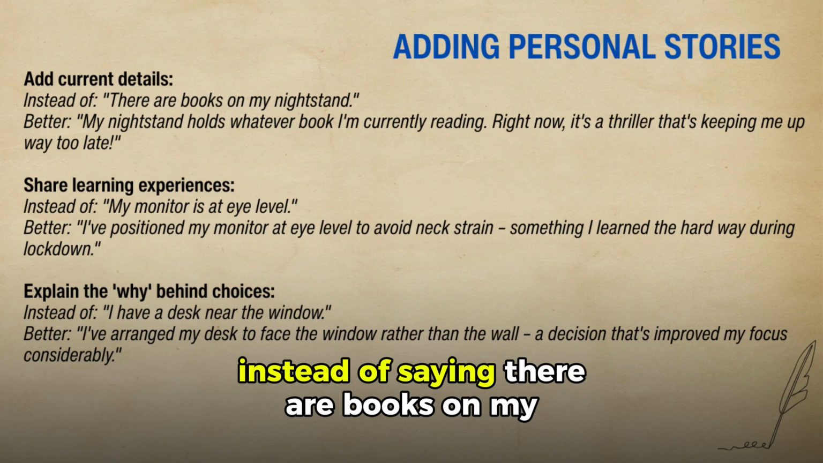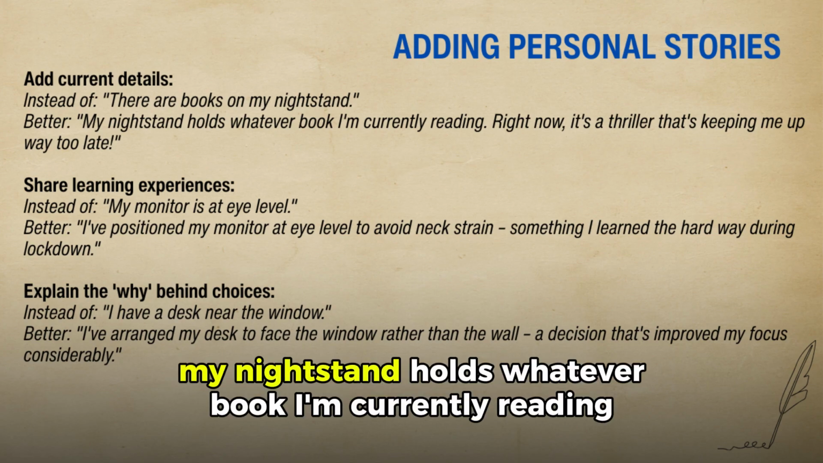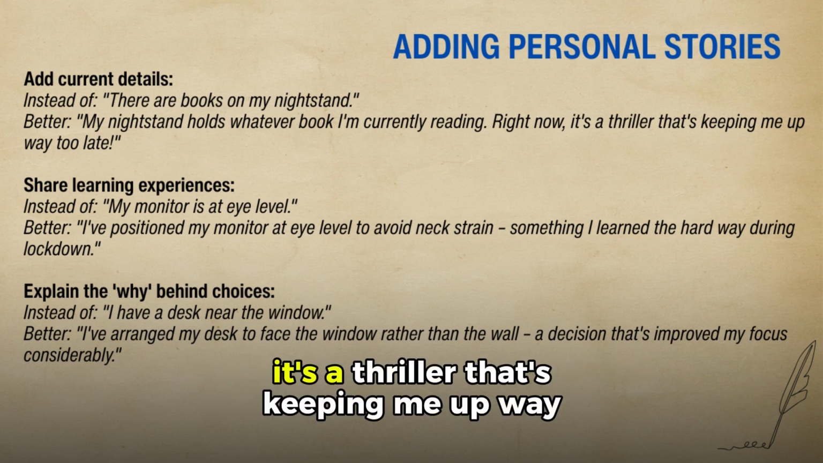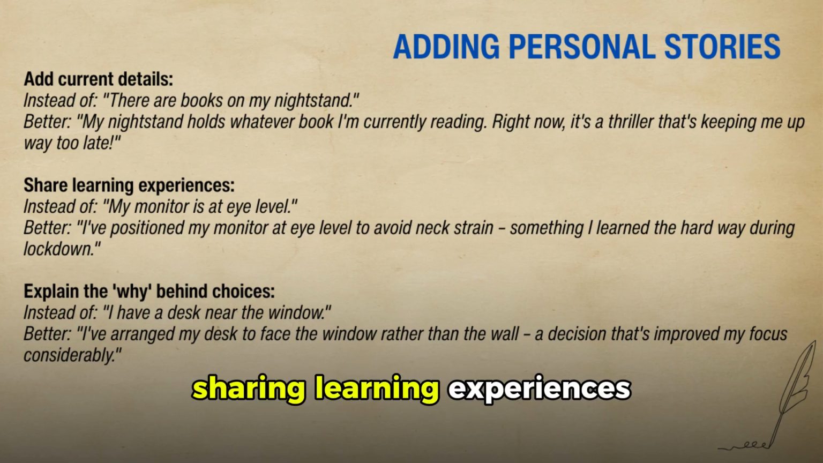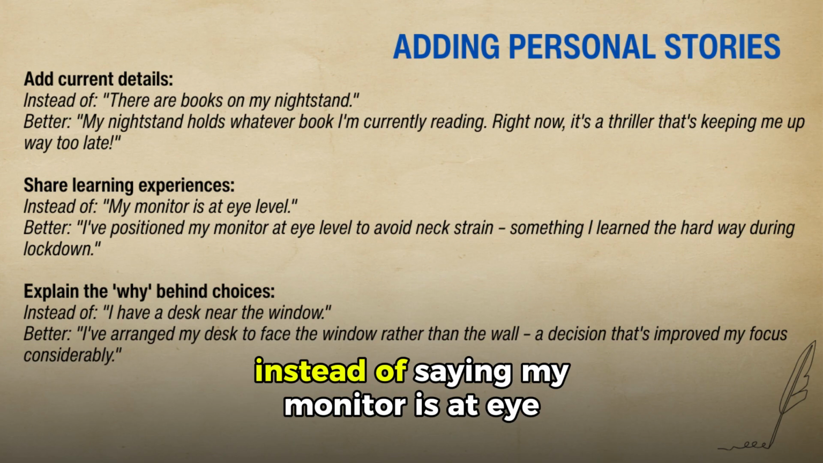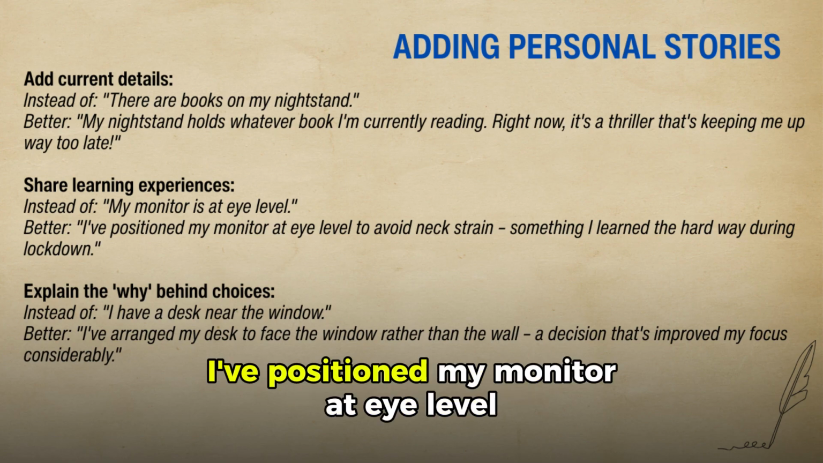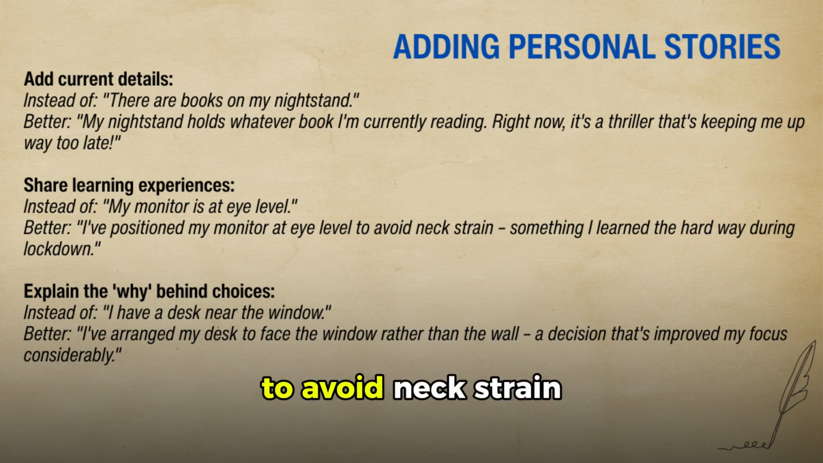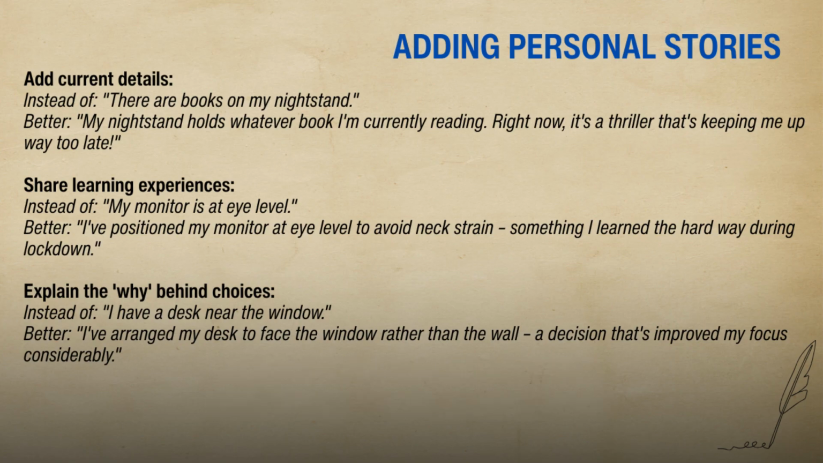Instead of saying, "There are books on my nightstand," it's better to say, "My nightstand holds whatever book I'm currently reading. Right now, it's a thriller that's keeping me up way too late." Sharing learning experiences. Instead of saying, "My monitor is at eye level," it's better to say, "I've positioned my monitor at eye level to avoid neck strain, something I learned the hard way during lockdown."